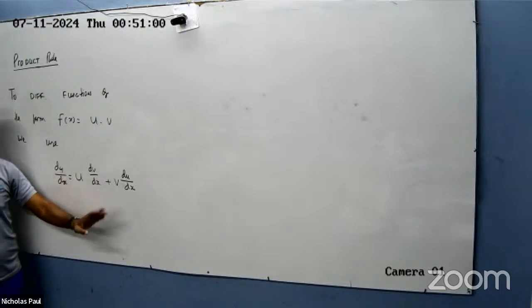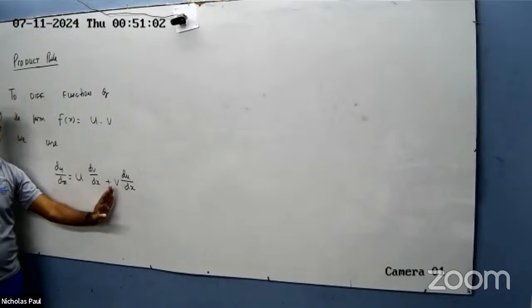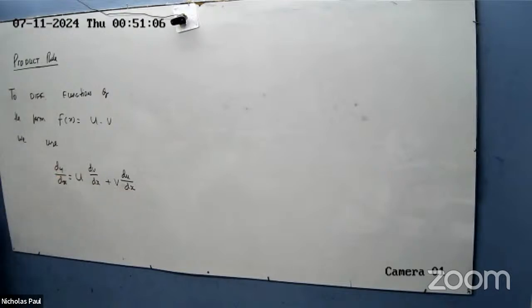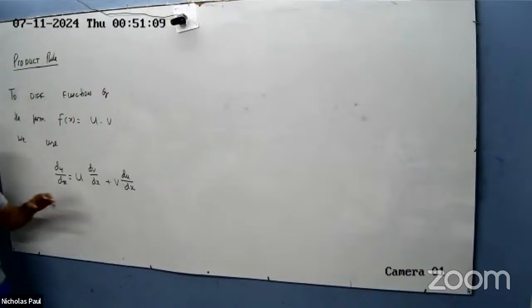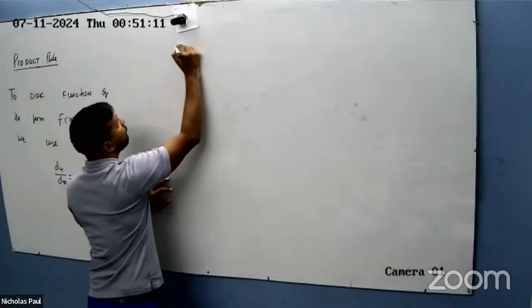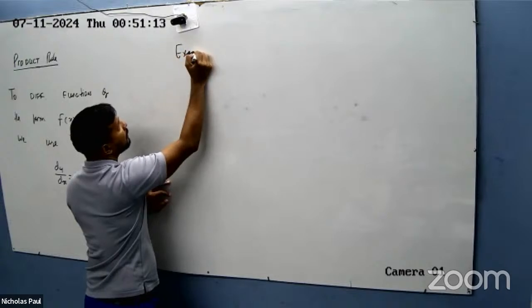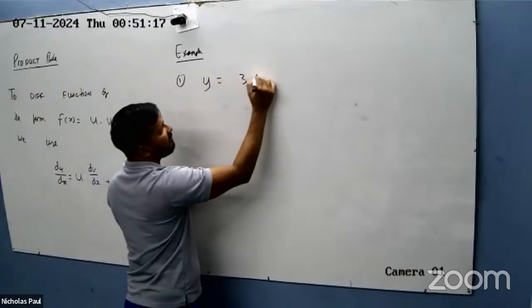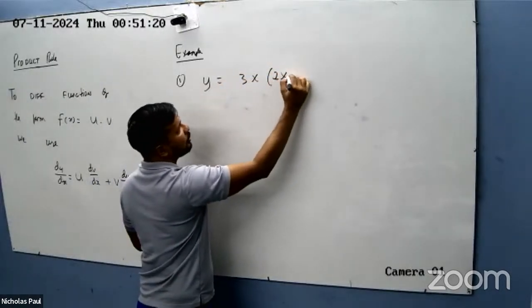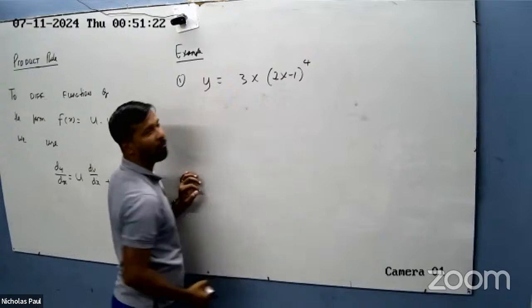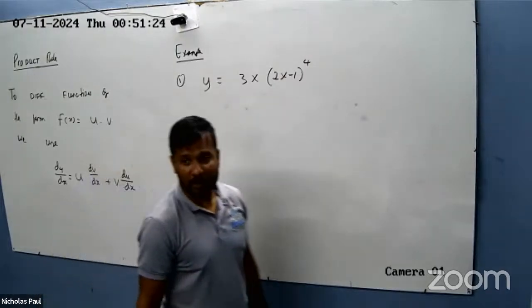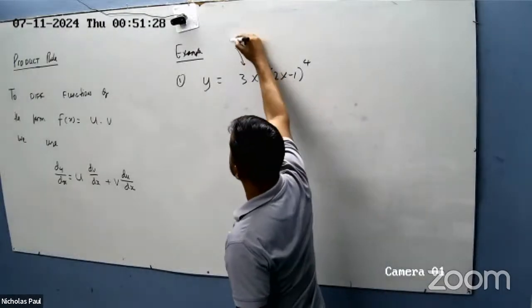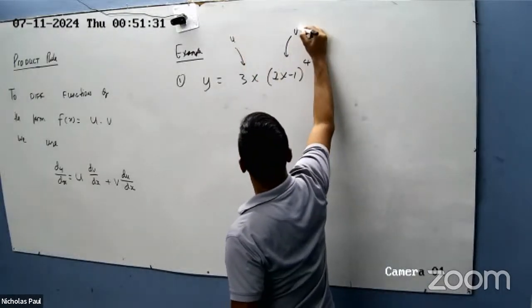To use product rule, we need u's differential, v's differential. Plug it in there and go through. That's okay? That's it, right? But of course, it must be a product. So, right? So for example, if I give you 3x by 2x minus 1 to the power of 4, is that a product? Yes. We have u and we have v. This here is your u, this here is your v.